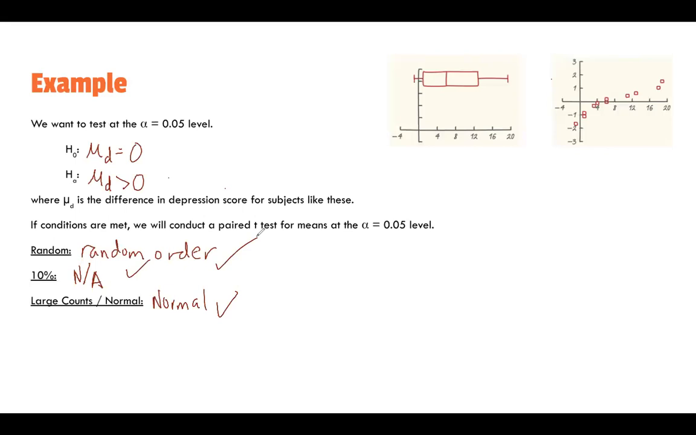You go to stat, test, t-test, and you have to click data at this time. Your mu naught is going to be 0. Your list is wherever you enter the data. And your alternative hypothesis is going to be greater than in this case. And what you're going to do is you're going to get a p-value.